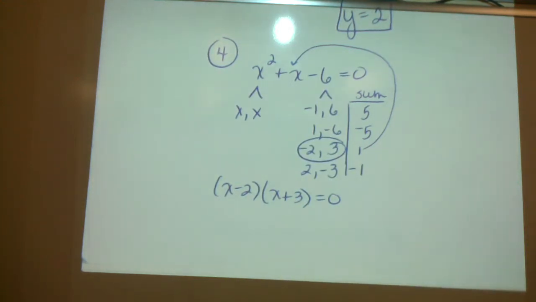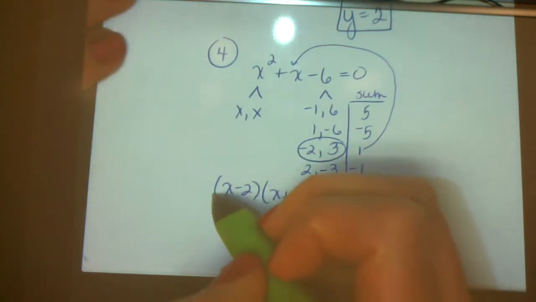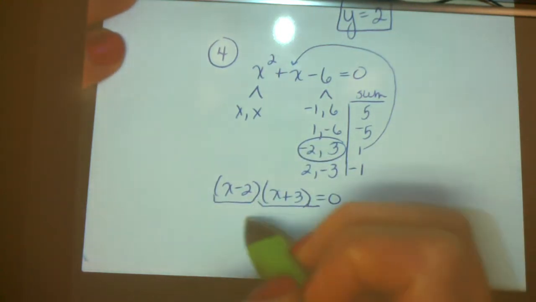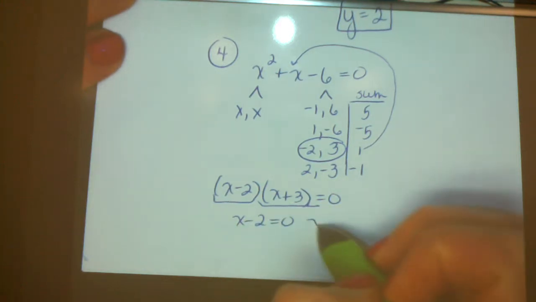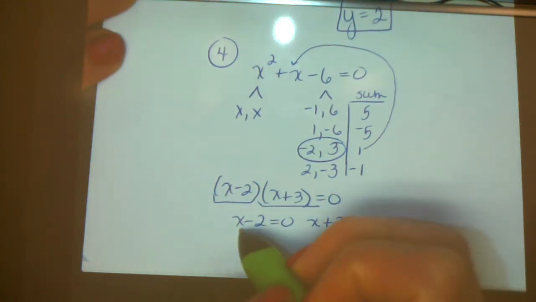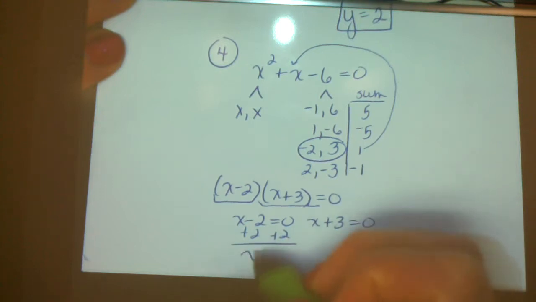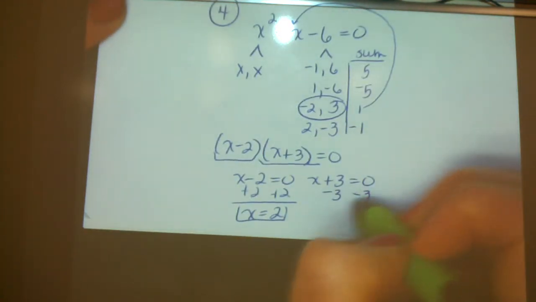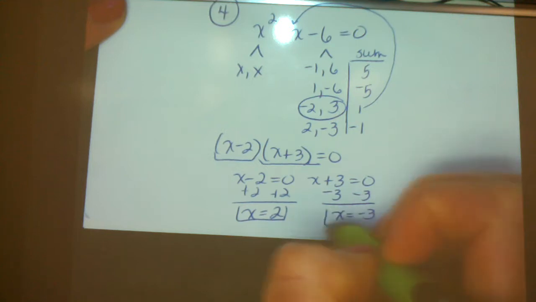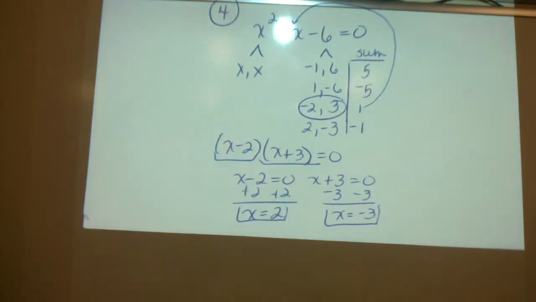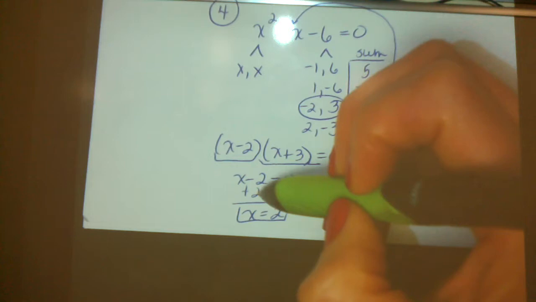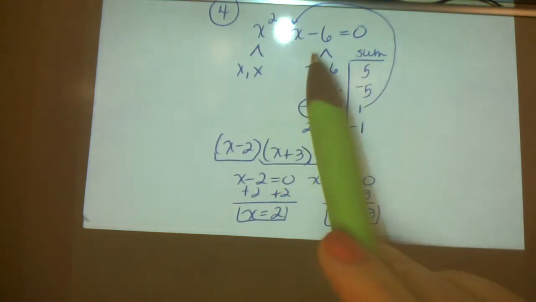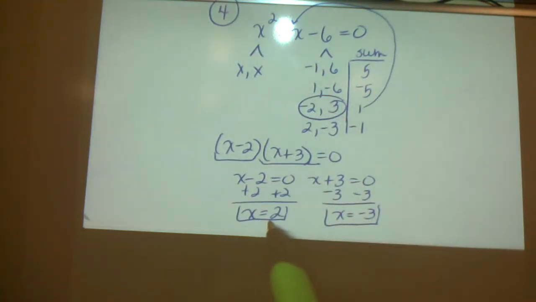Now I'm going to take each one of those factors and set it equal to 0. So I've got x minus 2 is equal to 0, x plus 3 is equal to 0. Add 2, I've got x is equal to 2. Subtract 3, let's lift that up a little bit. I've got x is equal to negative 3. If I were to graph this quadratic equation, it would hit the x-axis at 2 and negative 3.